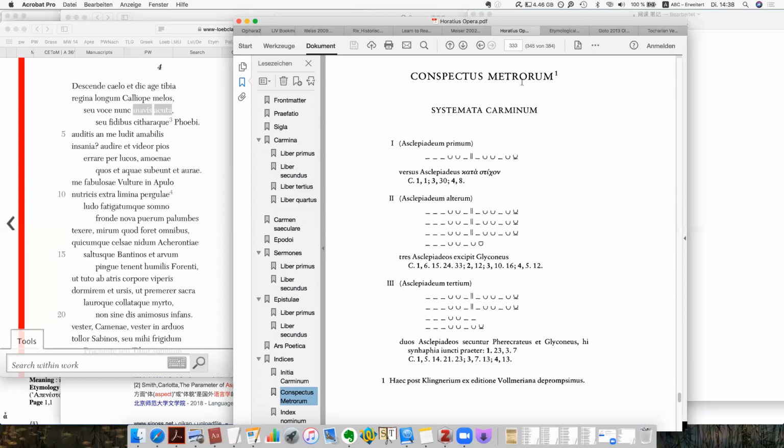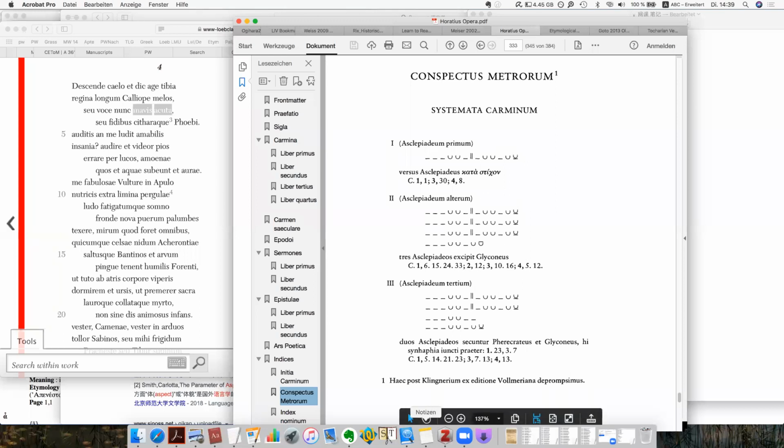conspectus metrorum. It's a kind of introduction, a display or Zusammenfassung. So it's fine. It's an introduction to the meters by Horace.